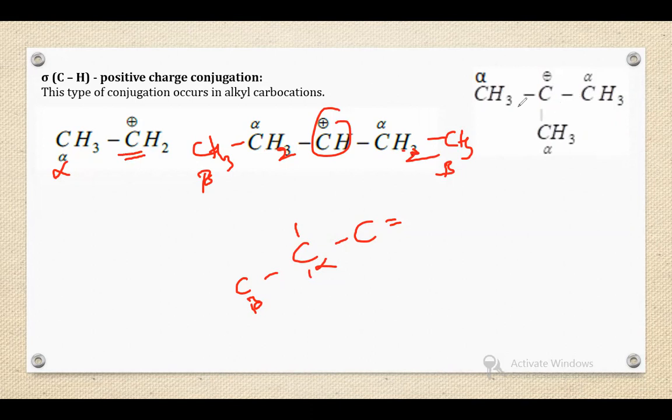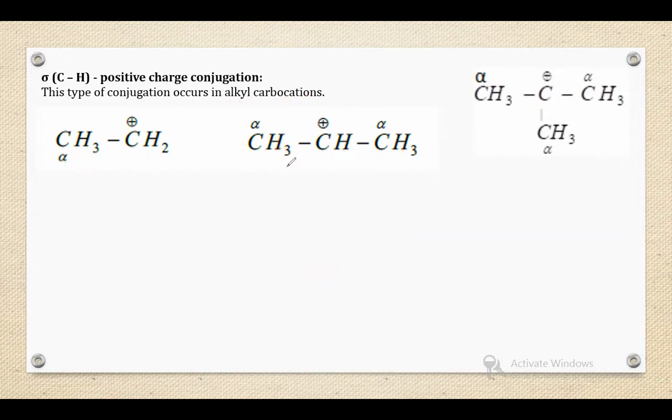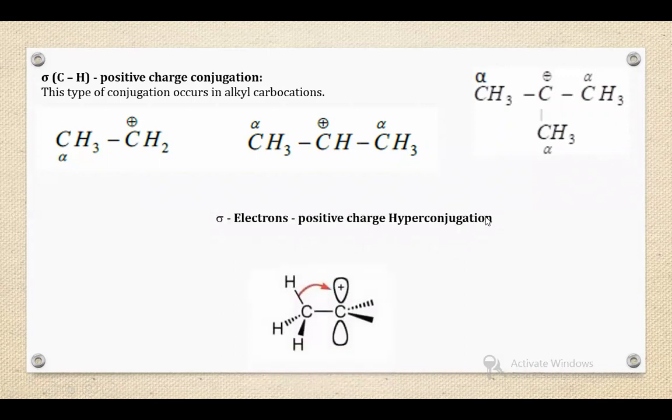In this case, what will happen? Hyperconjugation will occur in alkyl carbocations, the positively charged ions. Notice the structure: sigma and pi electrons. Sigma and pi, the charge hyperconjugation is like this.